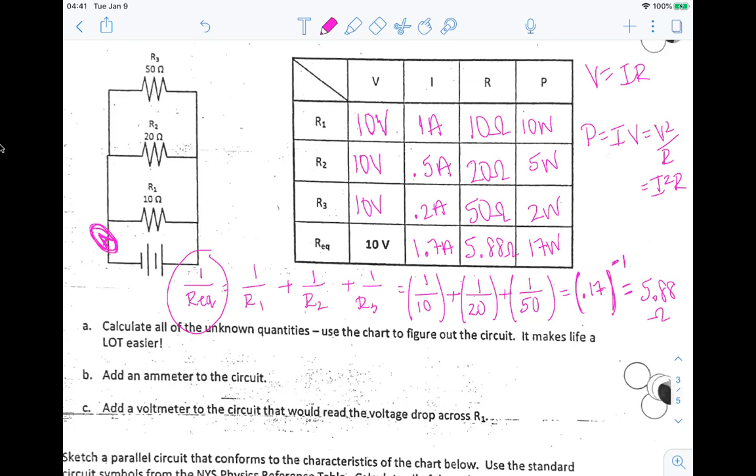For part C, add a voltmeter to your circuit that would read the voltage across R1. So we want to make sure we're putting this voltmeter so that it is associated with R1. I'm going to put my voltmeter right here. And we have to make sure that we take wires and connect it so that it is across only R1. Here's R1. So you have to make sure that when you do this, you're making it go around only R1.